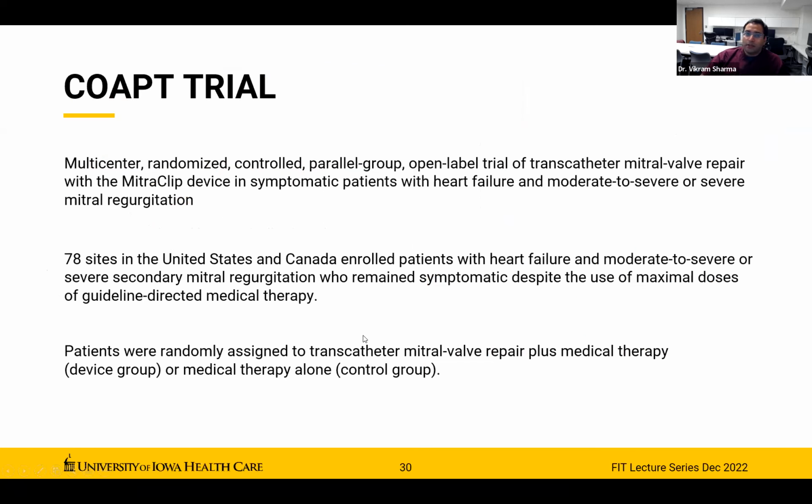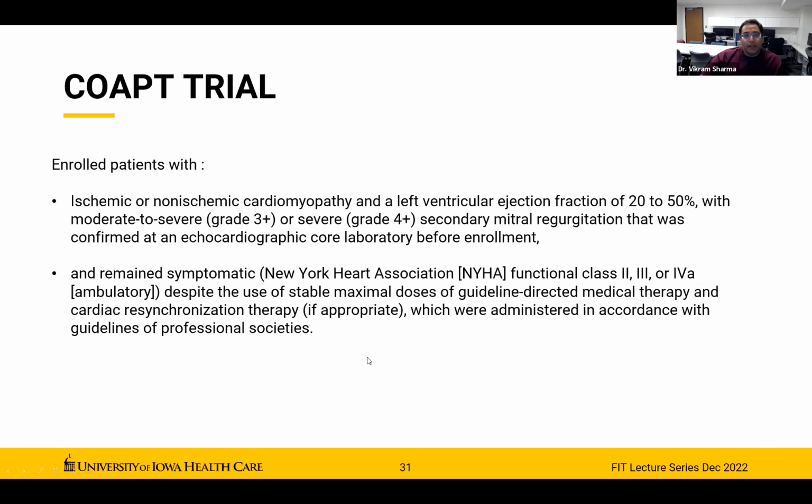In contrast, another study that came at the same time was the COAPT trial. This was also a multi-center trial that took place across the US and Canada, and it enrolled patients who had heart failure, NYHA 2 or more, with moderate to severe or severe mitral regurgitation in the setting of reduced LV function. The patients were randomly assigned to transcatheter mitral valve repair plus medical therapy versus medical therapy alone. It included patients who had ischemic or non-ischemic cardiomyopathy, but with a reduced EF.